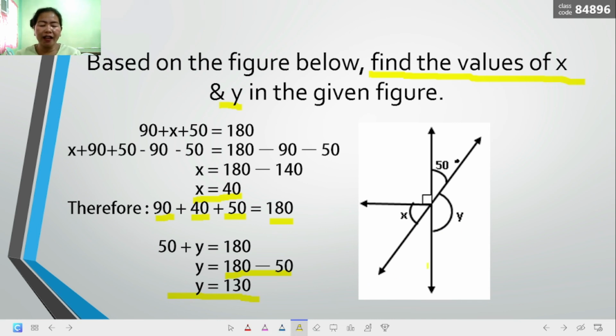So, karon na natay value sa x o sa angle y. I hope makamaon na mo solve for the unknown angles using the different postulates that we have just discussed, either the postulate for linear pair or the vertical angle postulate. So, let's try another example.